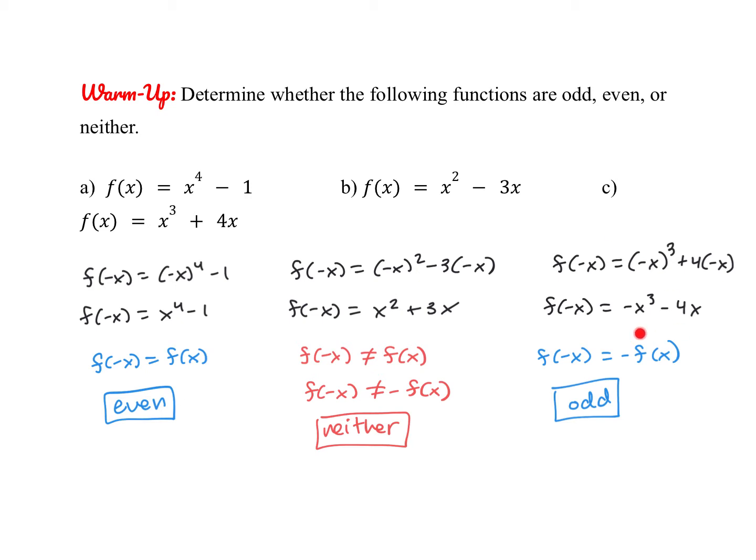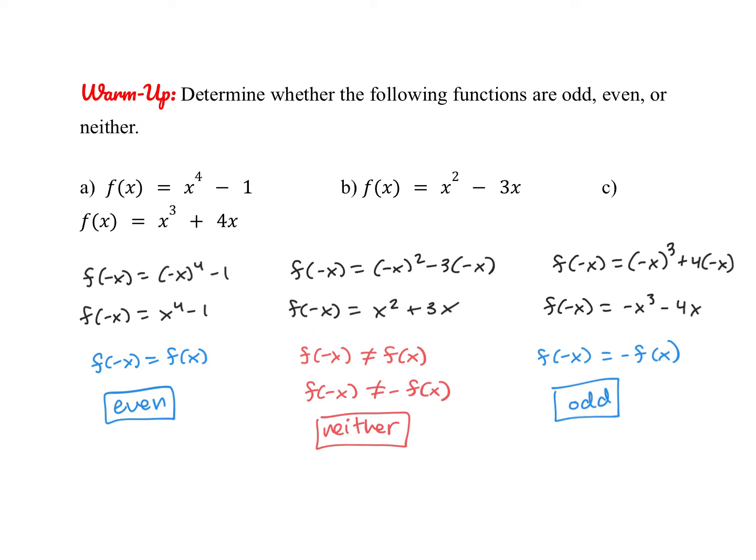Let's skip to part C for a second. If you substitute negative x and you simplify, and the result is the exact opposite of the function you started with, meaning every term has an opposite sign, so notice positive x cubed turned to negative x cubed, positive 4x turned to negative 4x, we can say that f of negative x equals negative f of x. So the opposite x value gives you the exact opposite y value. We would call this type of function odd.